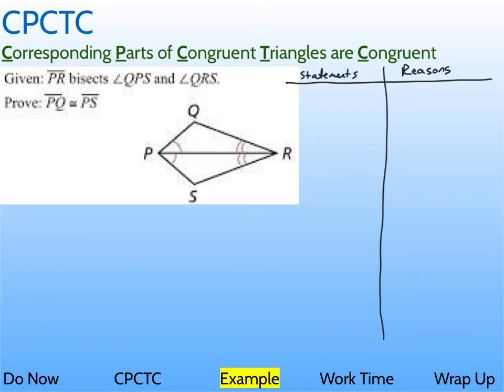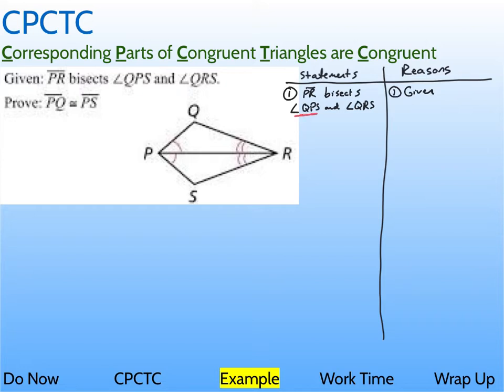So in this ever so slightly blurry example that apparently has been passed on for far too long and maybe needs a refresh, you see that PR bisects angle QPS. Oh, look, that's helpful. And it bisects angle QRS. Look, wow, congruence, crazy. We have to prove that PQ is congruent to PS. So first, let's go with the given information. Okay, got that. PR bisects angle QPS and angle QRS.